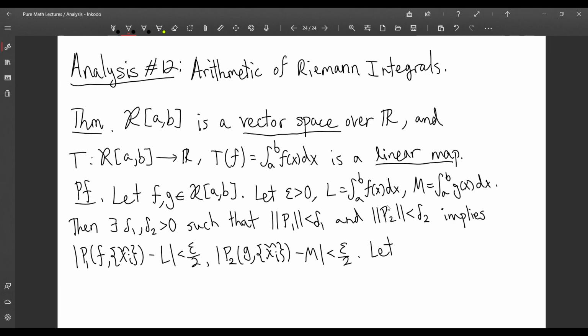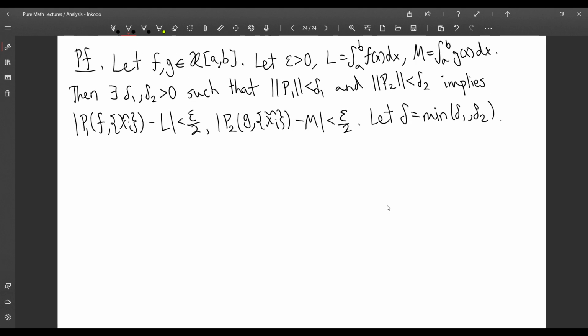Then we can let delta be equal to the minimum of delta 1 and delta 2, so that if the mesh of P is less than delta, then it is less than delta 1 and less than delta 2, which means that both of these inequalities are satisfied for P.